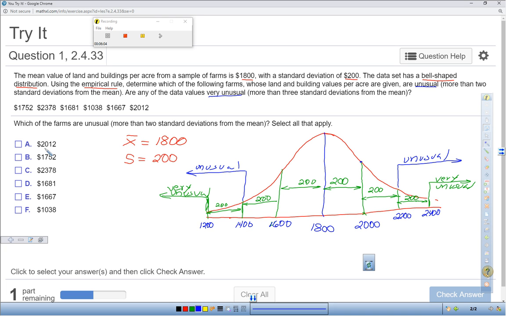Now let's place these values. The first question is, which of the farms are unusual? So 2012 is not more than 2,200. So this is not unusual. 1,752? No. 2,378? Well, 2,378 is more than 2,200. So this is going to be unusual.